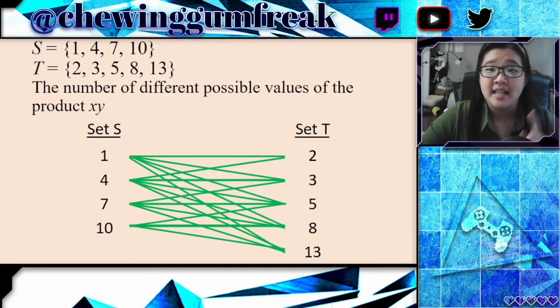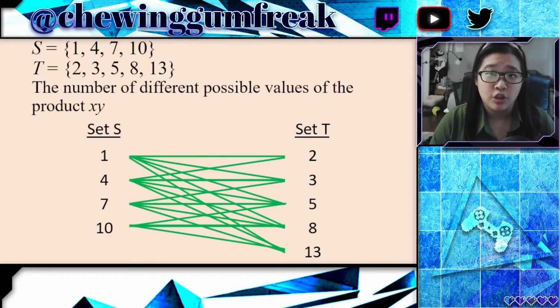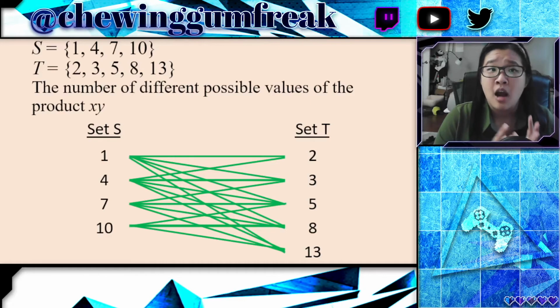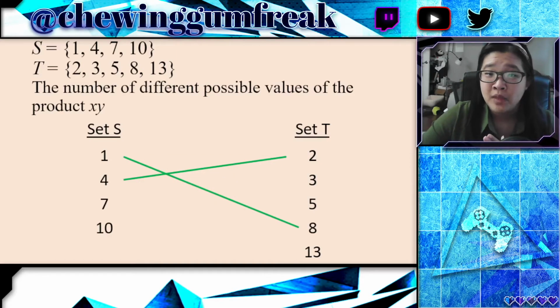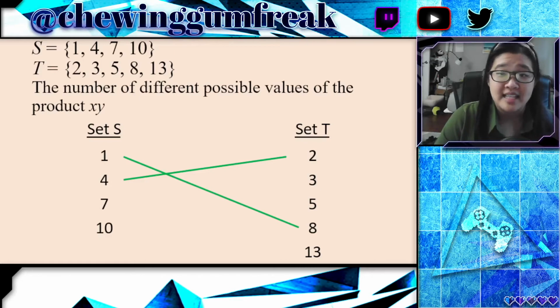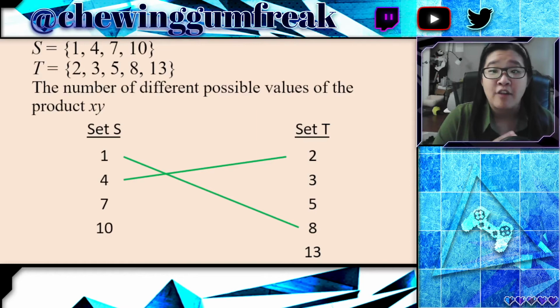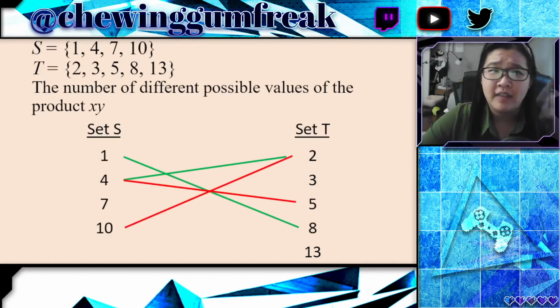The question says the number of different possible values for the product XY. So that means we have to check and make sure that some of the products that we're getting are not repeats. If we look a little bit closely, we can see that pairs from sets S and T, we have 1 and 8 and 4 and 2. If you multiply those two together, obviously both of them produce the product of 8. That gives you enough information to answer the question, but I will also highlight that 4 and 5 and 10 and 2 both produce 20 as well.